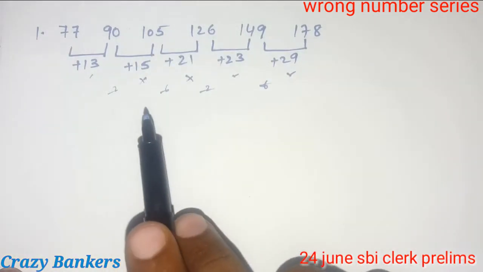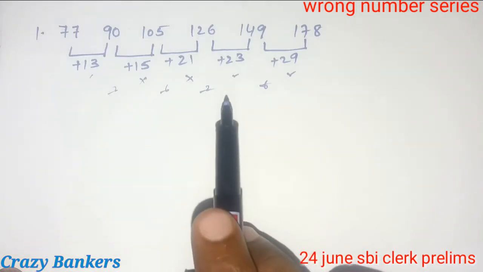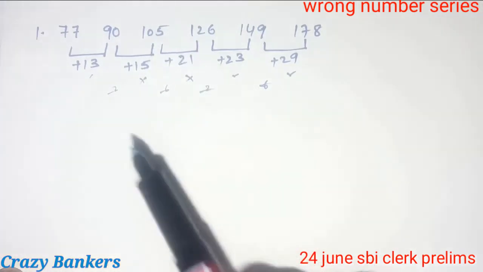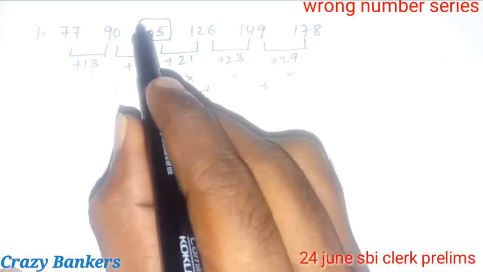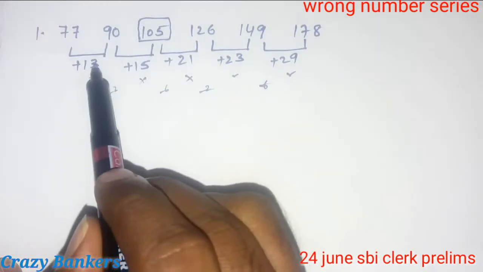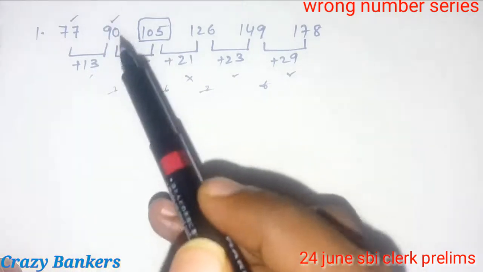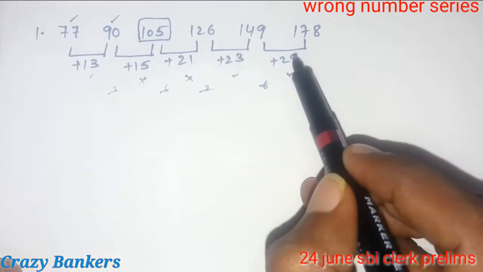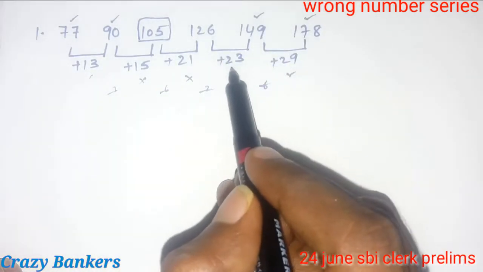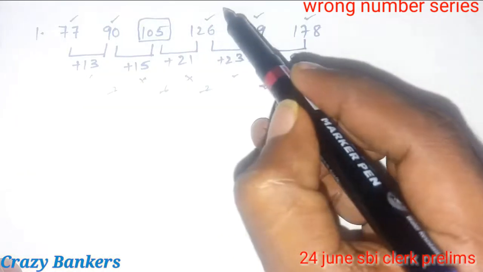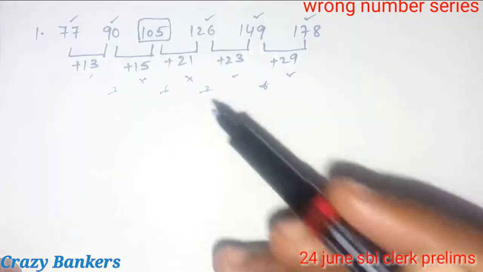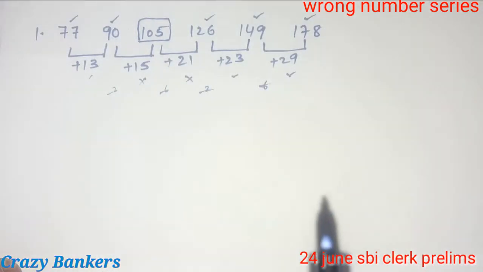So from the 5 differences, 3 are prime numbers and 2 are not. So the problem is among these 3 numbers, and the answer is 105. Because 13 is different, these two numbers are correct, and here 29 is different, so these two are correct, and with 23 the difference, 126 is also correct. So only one remains; we don't need to find what that number is, we just need to find the wrong number.